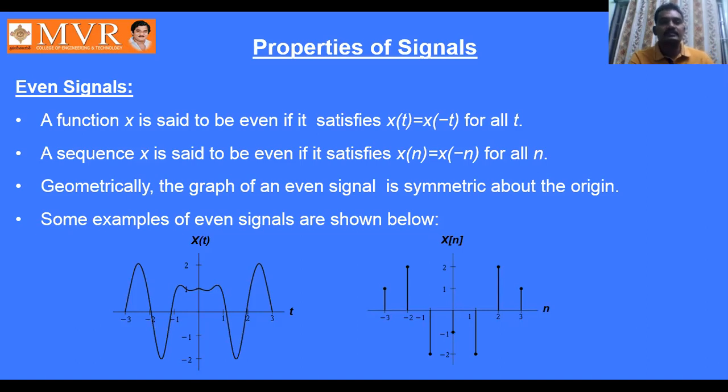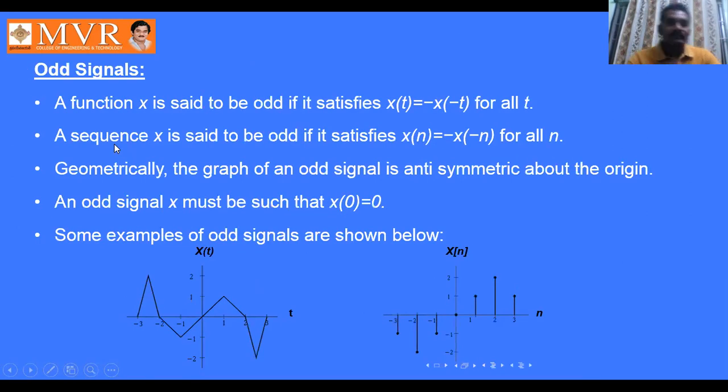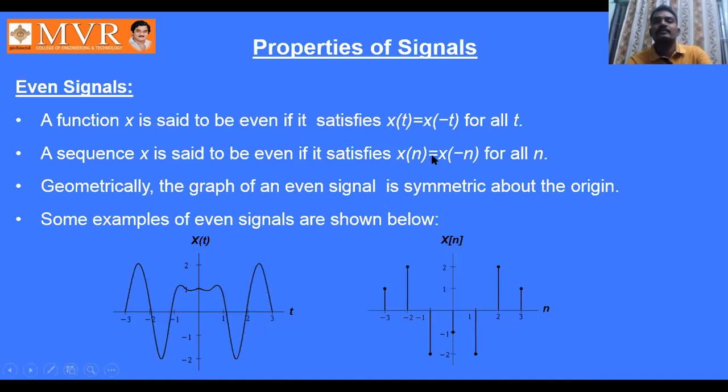X of minus t is the mirror image of the original signal x of t. It is defined like this: a function x of t is said to be even if it satisfies x of t equals x of minus t for all values of t. Similarly, a sequence x of n is said to be even if it satisfies x of n equals x of minus n for all values of n. Here x of t is a signal, x of n is a sequence, a sequence is a discrete time signal, and x of t is a continuous time signal.